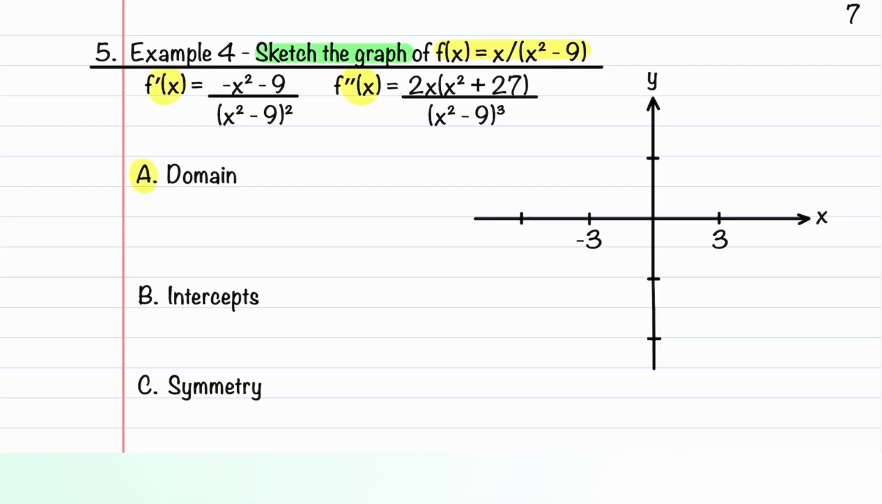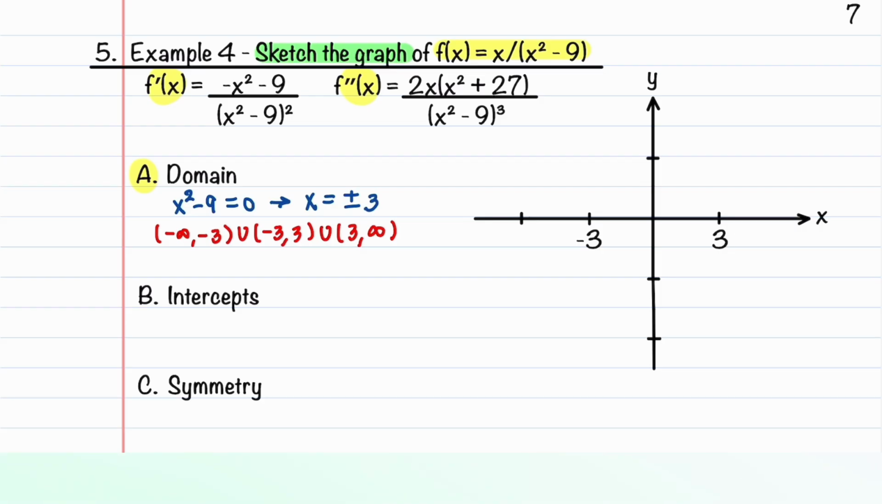We're going to start by looking at the domain. Whenever we think about the domain, we want to look at points where our function might be undefined, and that is going to be where our denominator, x squared minus 9, is equal to 0. And this is going to be at x is equal to plus or minus 3. So we can say that our domain is going to be from minus infinity to minus 3, union minus 3 to 3, we're just bypassing minus 3 and 3, union 3 to infinity.